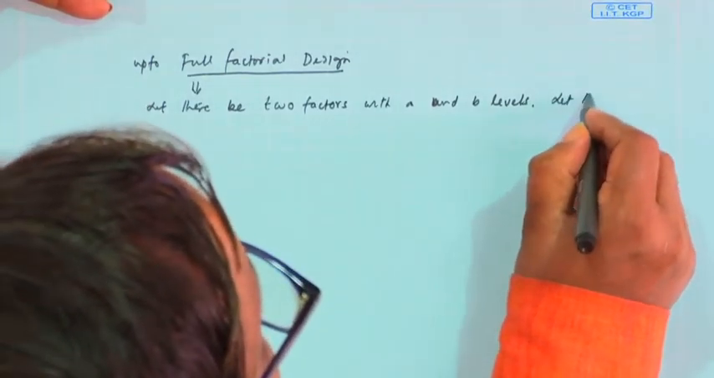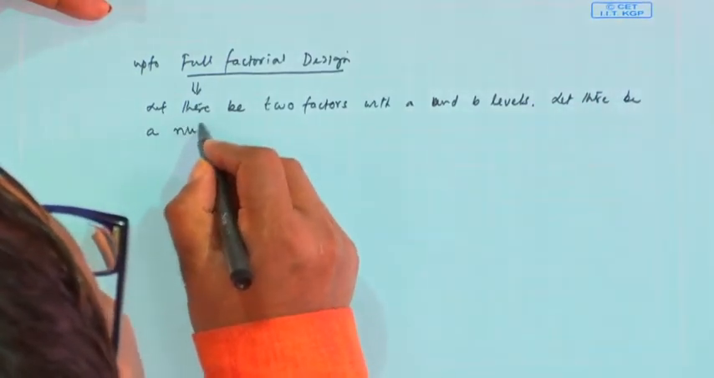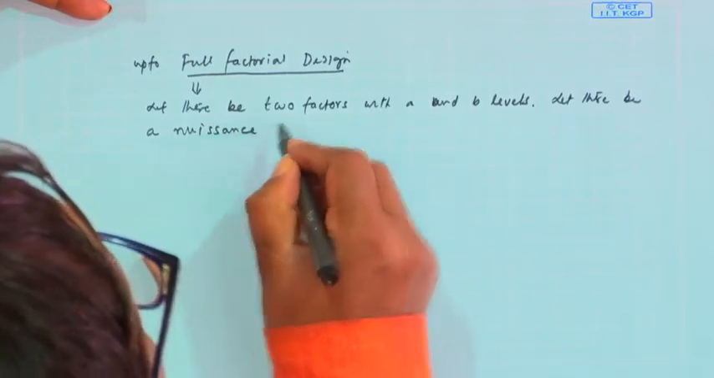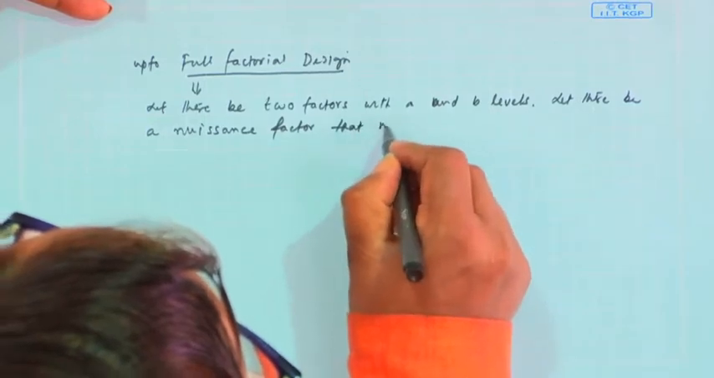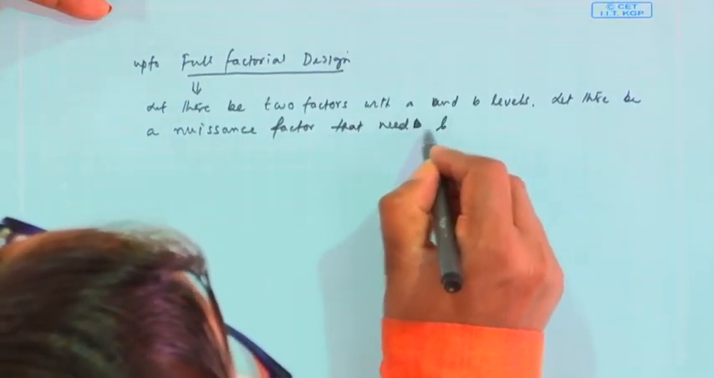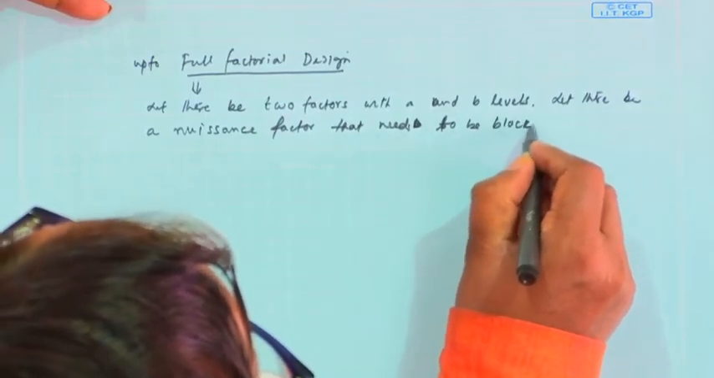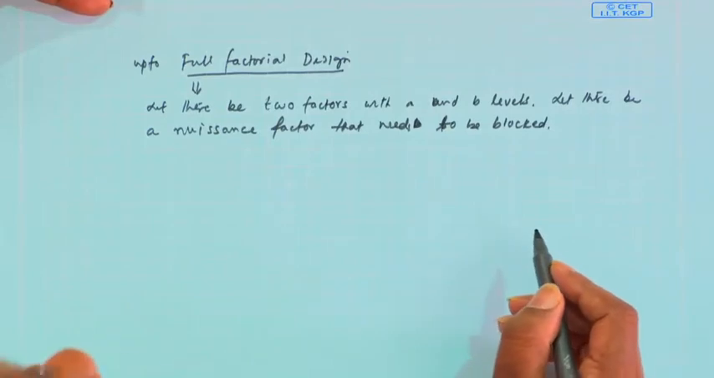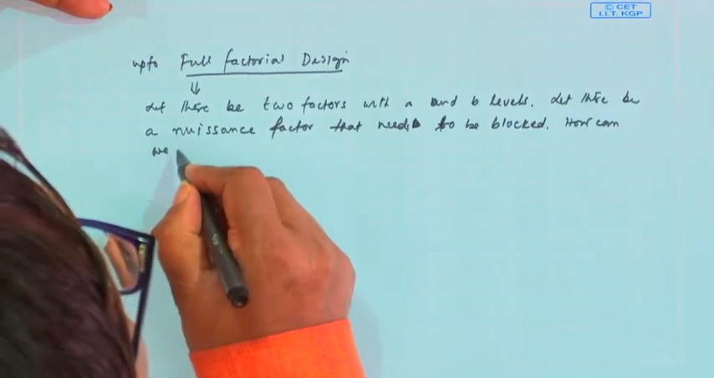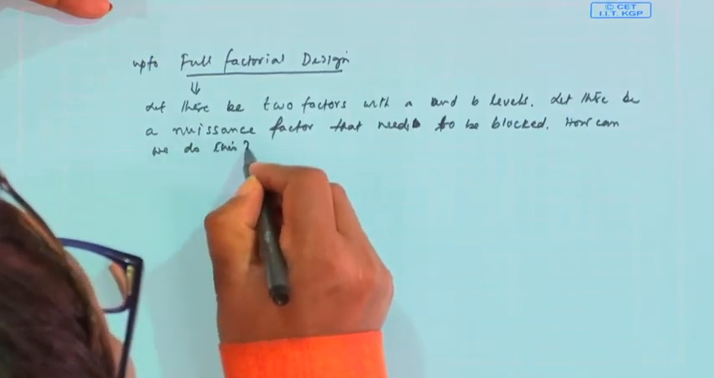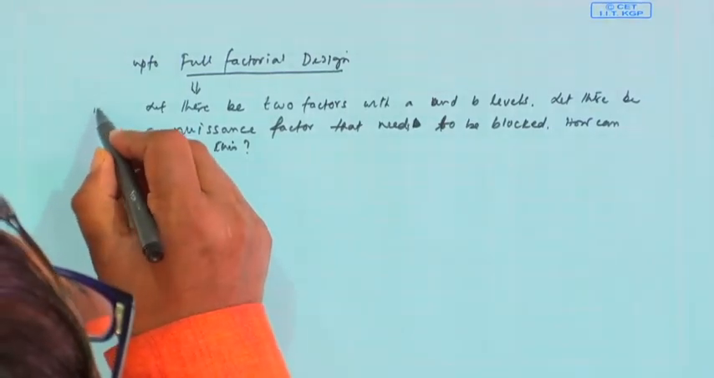Let there be a nuisance variable, a nuisance factor, that needs to be blocked. So how can we do this? So this is our issue 1.